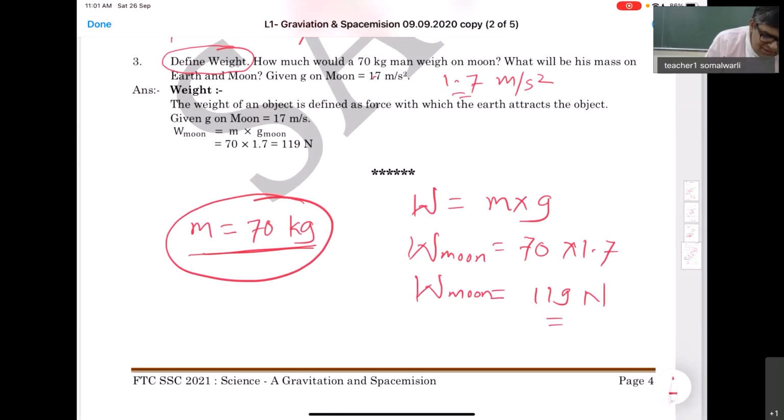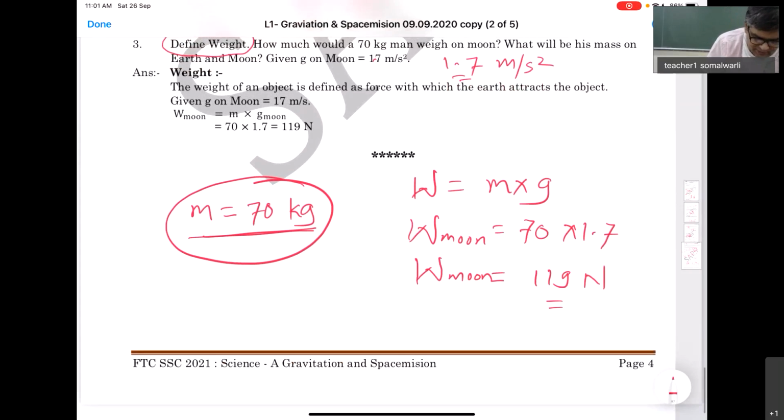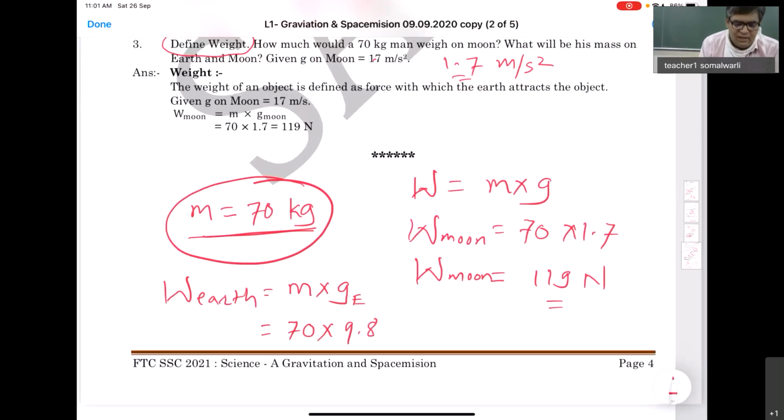Though it is not asked, if we want to find out its weight on the Earth, it can be calculated like this. Weight on the Earth will be equal to mass into acceleration due to gravity on Earth. So it will be 70 kilogram, as mass remains the same, multiplied by 9.8, that is the value of acceleration due to gravity on the Earth. Whatever this product is, is the final answer. But in this particular question, we are supposed to calculate only the weight on the moon, and it comes out to be 119 newtons. That's it.